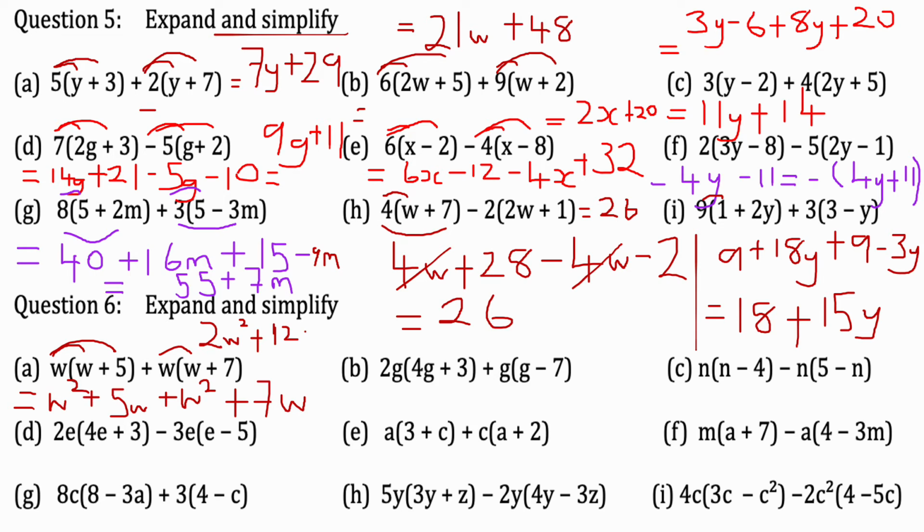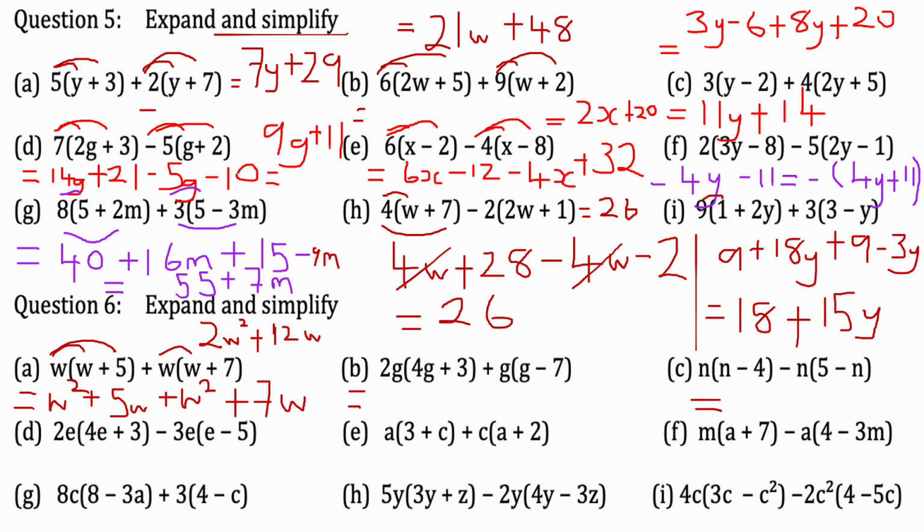becomes 2w squared plus 12w, or 12w plus 2w squared, or of course if you want to factorize it, it can be 2w brackets w plus 6 brackets closed if you want to factorize that. Either one of those answers would be suffice and would be appropriate.